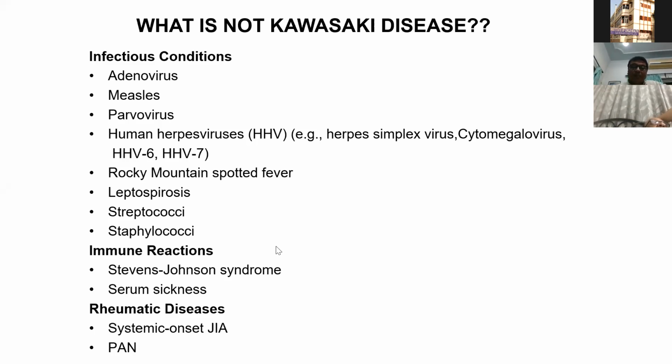So a lot of infectious conditions, streptococcus, staphylococcus, have also been implicated as causes of Kawasaki disease, the superantigen theory. Then immune reactions, Stevens-Johnson syndrome, serum sickness, can mimic Kawasaki because of the erythroderma, the rash, the eye involvement, and rheumatic diseases like PAN and systemic JIA. In fact, Kawasaki was initially known as infantile PAN. A lot of people used to call it an infantile polyarteritis nodosa. And systemic JIA, we will have a look at what really is the difference.